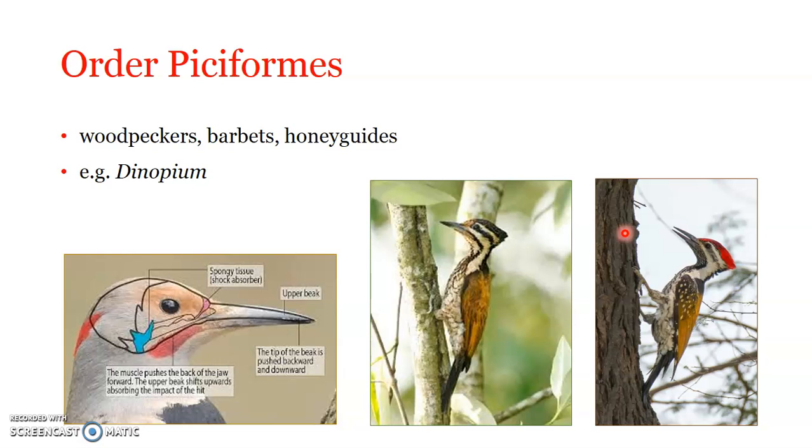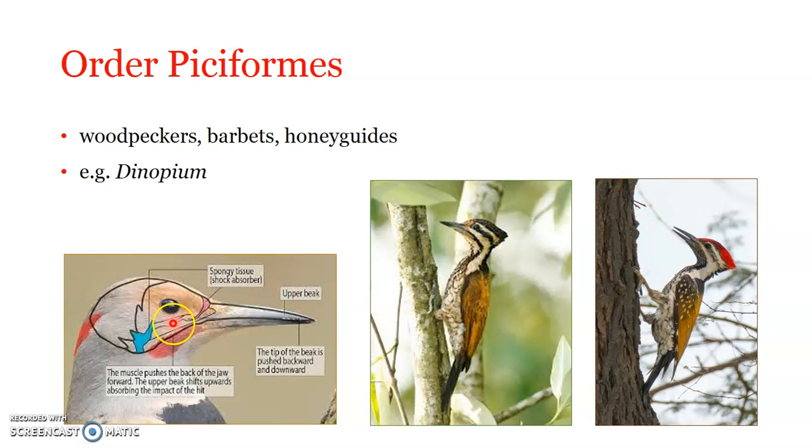For picking up the food, the caterpillars or the larvae or the insects on the tree trunk, they use this protrusible tongue. Then regarding the adaptation to hold on to the trunk in this way, it needs to have two toes in front and one or two behind, and it is not reversible. This kind of feet adaptation helps it to hold on to the trunk and sit vertically on the tree trunk.